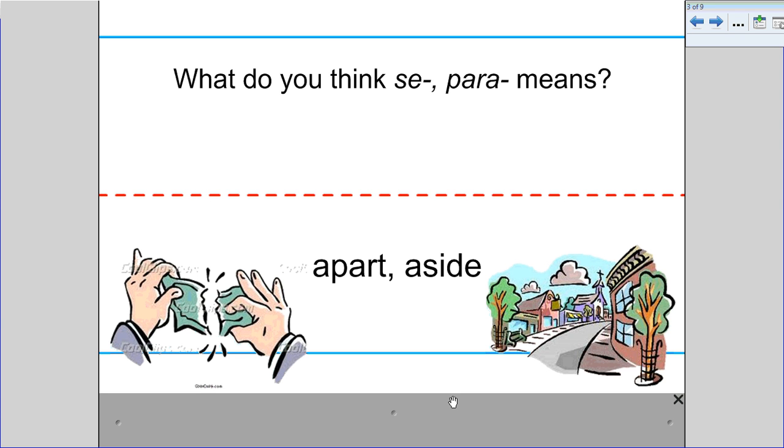What you now need to do is add se para to your graphic organizer, add your definition, and then add a picture to help you remember the meaning. When you have done that, please restart the video.